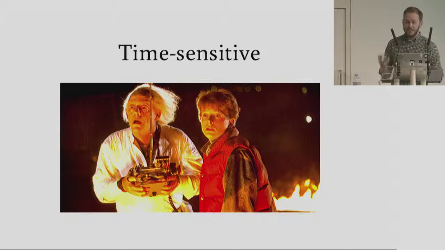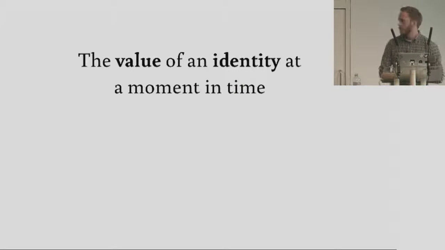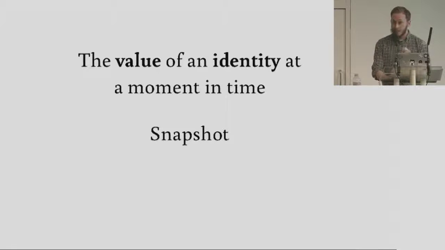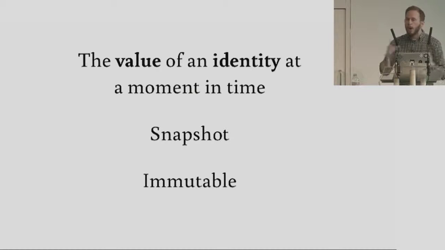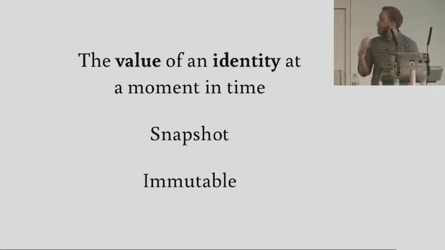But Clojure, again, has a different definition of state. In Clojure, state is the value of an identity at a moment in time. It's a snapshot, and it's immutable. By its very definition, state can't change. State is not an ill-defined blob of stuff that mutates. It's an explicit snapshot of the value that an identity represents.